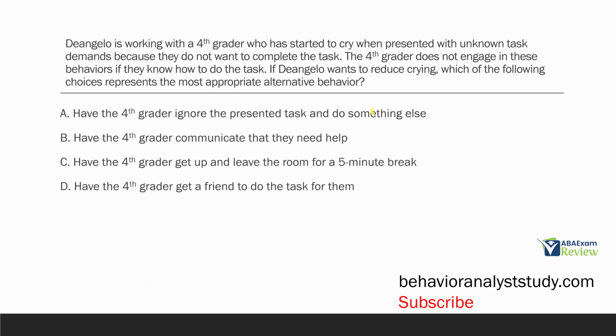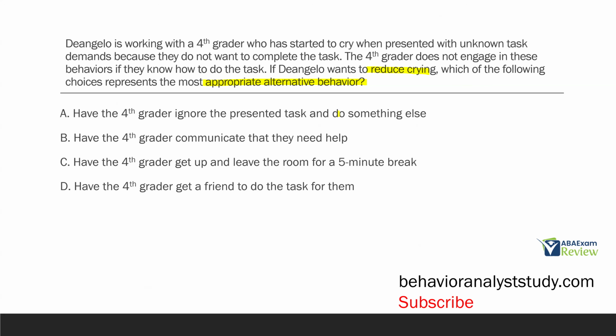All right, a couple different things going on here. First, what is the question asking? Well, we're asking about D'Angelo. He wants to reduce crying and he needs to choose an appropriate alternative behavior. Remember, whenever we reduce something, we want to try to replace it with something else so the learner can still try to meet their wants and their needs, right? We usually call it functionally equivalent. And that's usually what we're going for, something that's functionally equivalent, but we also want to accomplish the goal at hand. And so D'Angelo wants to reduce crying.